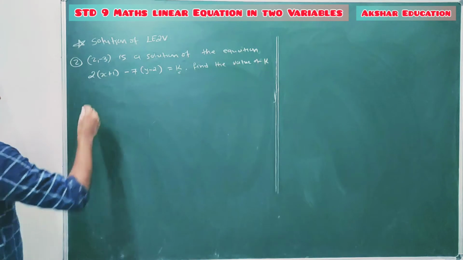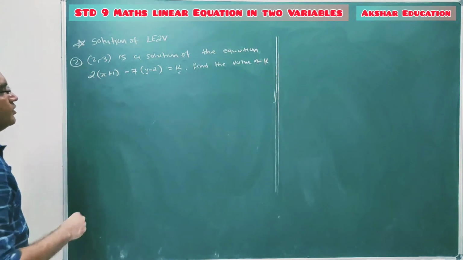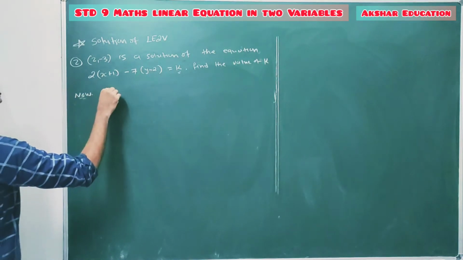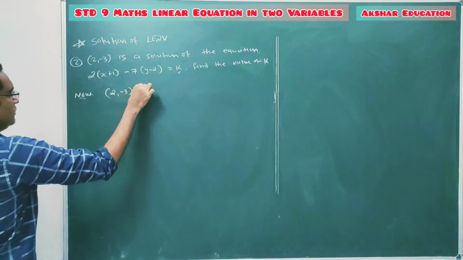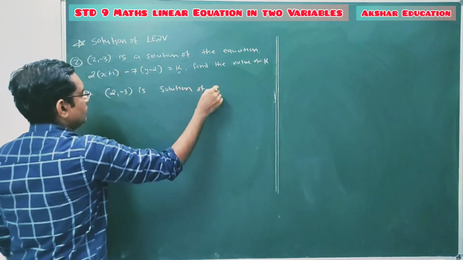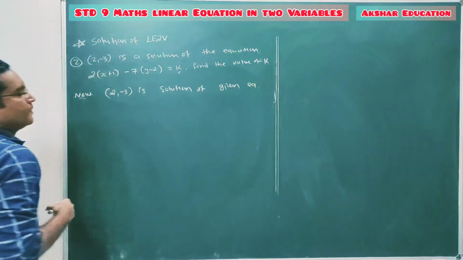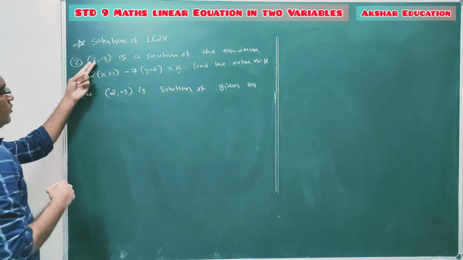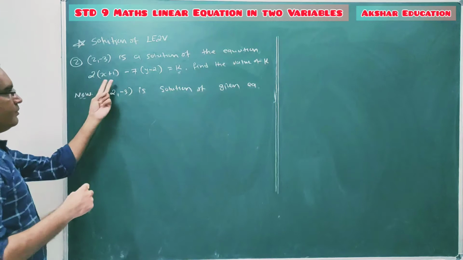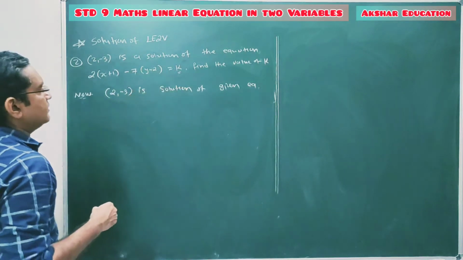So now if (2, minus 3) is the solution of this given equation, it will satisfy our equation. So what is the meaning of satisfy? So now we can write (2, minus 3) is solution of given equation. So value of x equal to 2 and value of y equal to minus 3 will satisfy this equation. So it will make left hand side of the equation equal to right hand side.